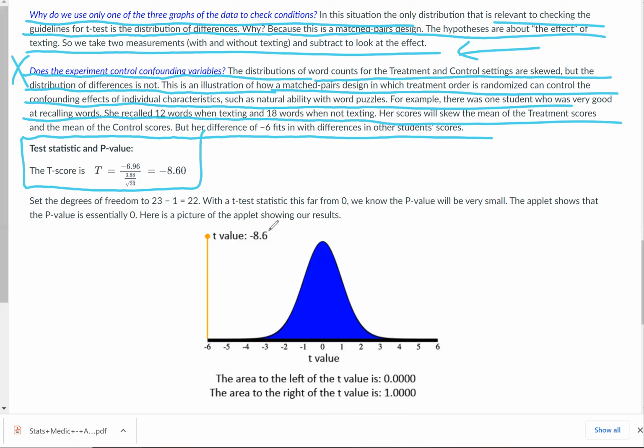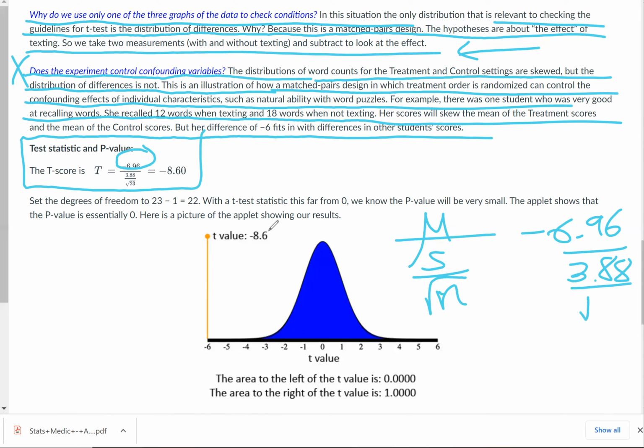The t-score is t equals the mean difference, -6.96, divided by the standard deviation over the square root of the number of people. So it's the sample statistic over s over the square root of n. That's where we get -6.96 over s. The sample standard deviation was 3.88 over the square root of 23. If you put that in your calculator, -6.96 divided by 3.88, and then divide by the square root of 23, you should get about -8.60, maybe with a few more digits, but if you round it, it should be good.